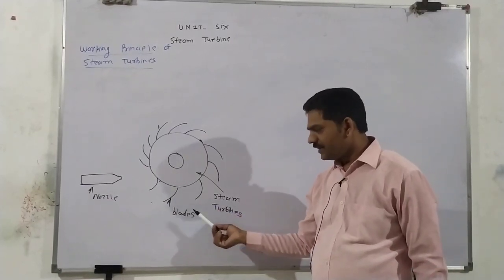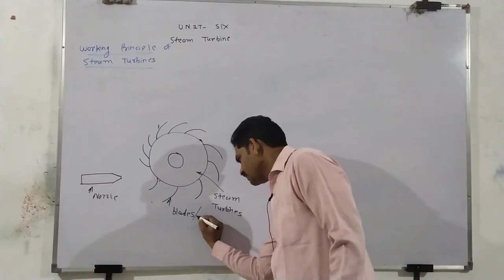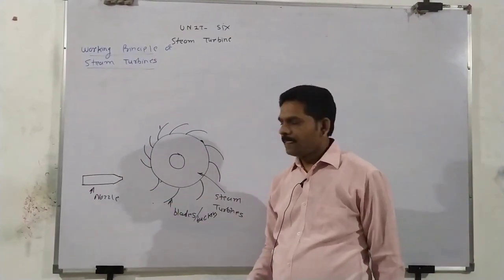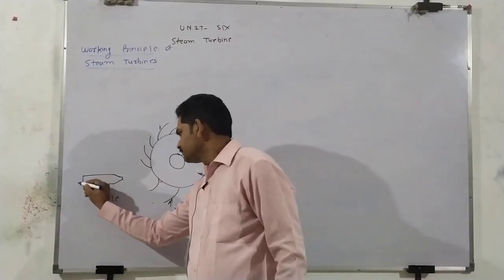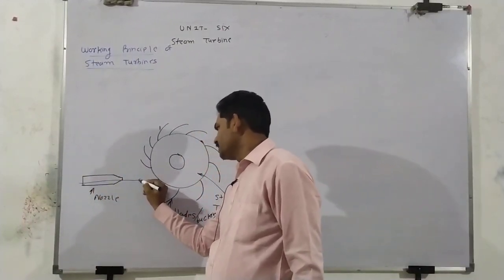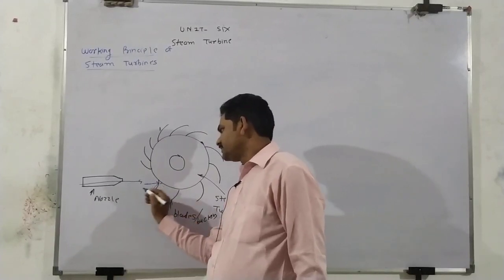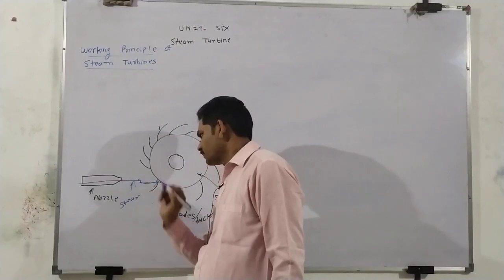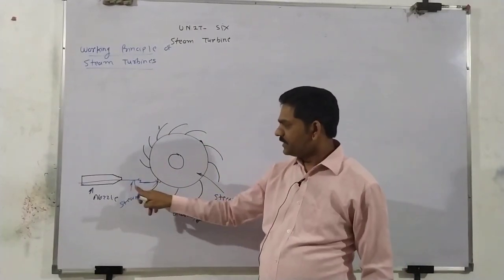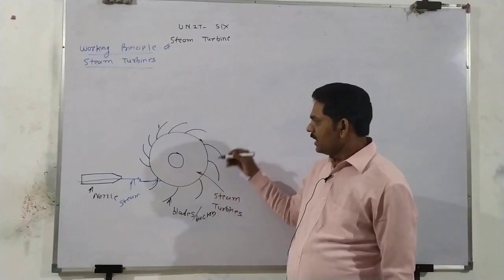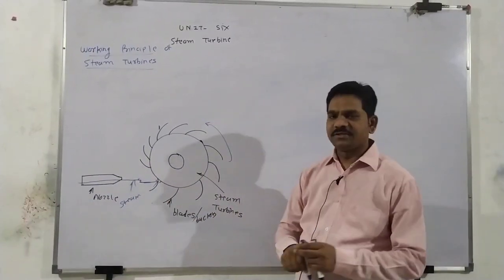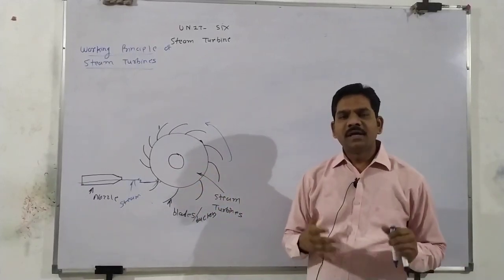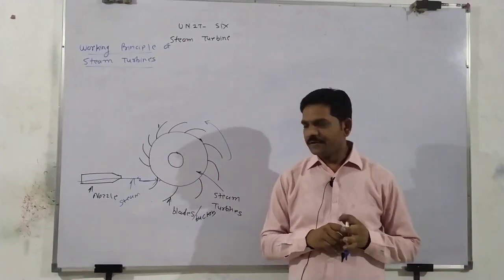These are the blades, another name is buckets. This is the nozzle. From the nozzle, high velocity steam comes and strikes on the blades. This is the steam. This high velocity steam strikes the turbine and the turbine starts to rotate. Yes or no? Yes. And this turbine is coupled with the generator and the generator produces electricity.